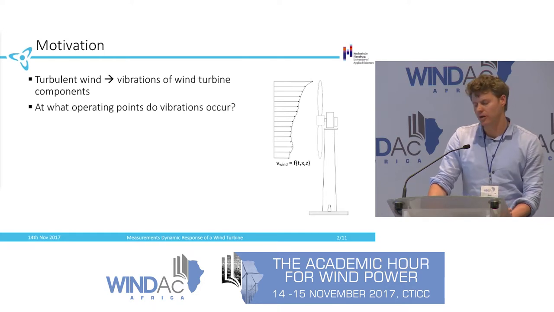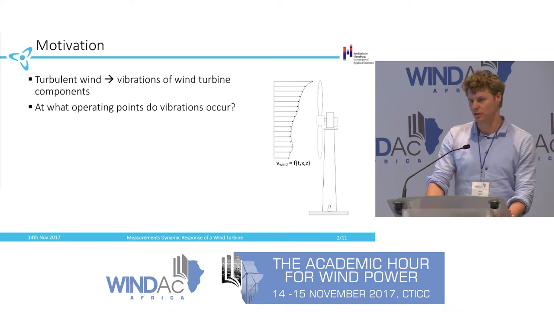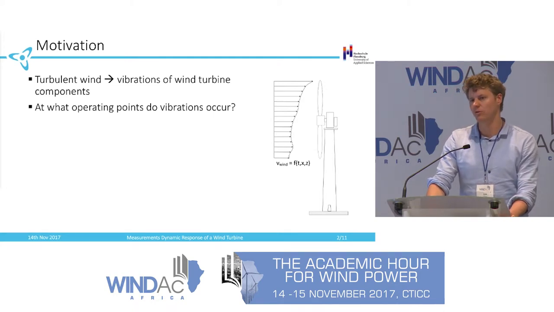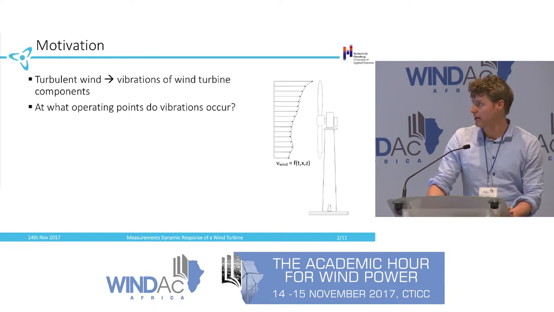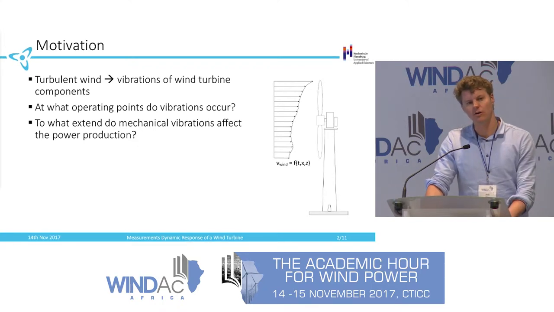And so today I'm gonna talk about two questions. If we already have vibrations in the turbine at certain operating points without changing the controller, we might actually be very vulnerable during that state. And so we try to find out what are the vulnerable operating points of the turbine and where do these vibrations come from. And the second, as important, question is: if we see mechanical vibrations, do they also show in the power production for the grid?